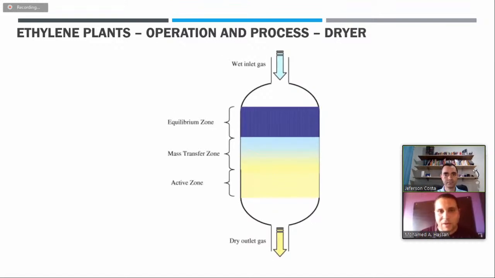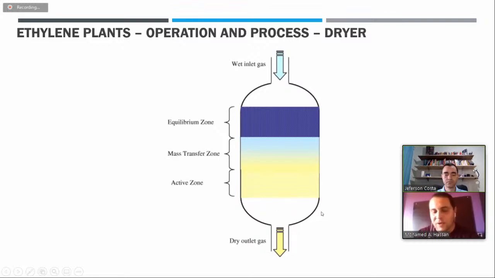This is the dryer, and the dryer consists of three zones: the equilibrium zone, which is the first zone, the mass transfer zone, and the active zone. With time, the mass transfer zone moves and the active zone decreases. Also with time, the equilibrium zone increases as the mass transfer zone decreases. If the whole bed of the dryer becomes the equilibrium zone, then breakthrough will happen over the dryer.